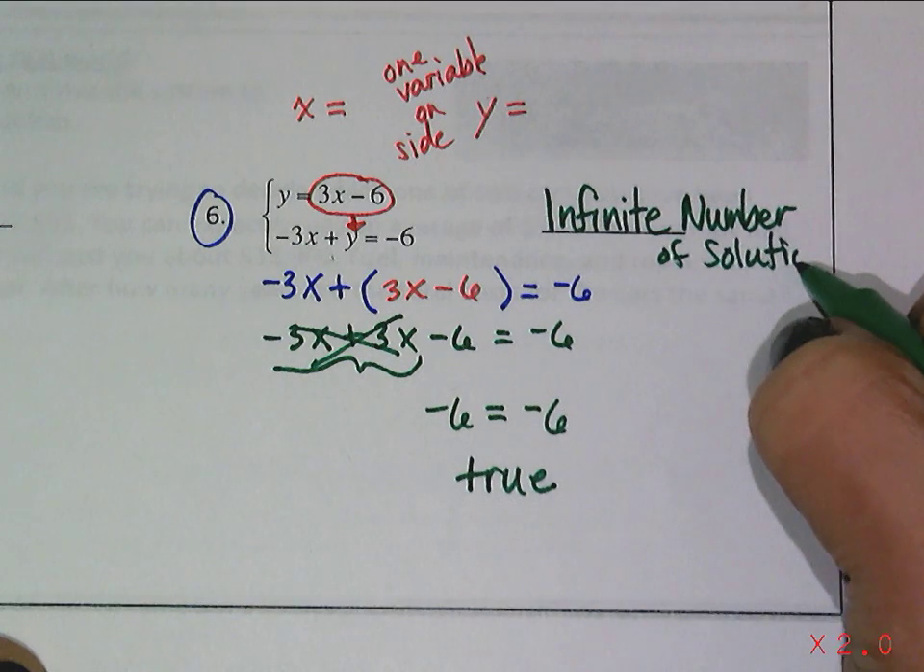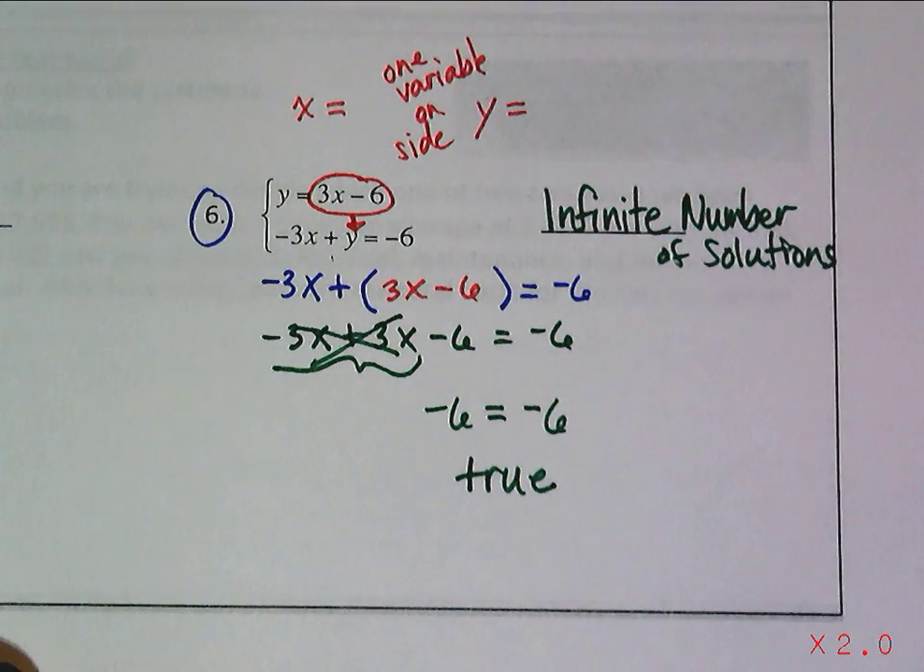Does that make sense for whoever needed help on number 6?